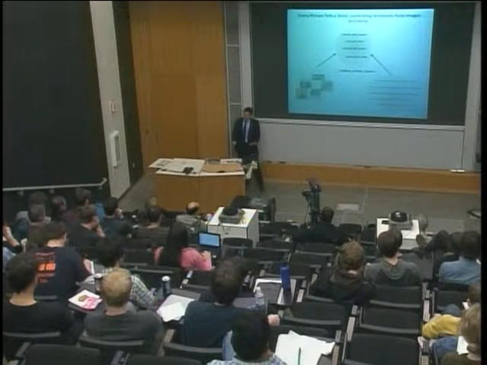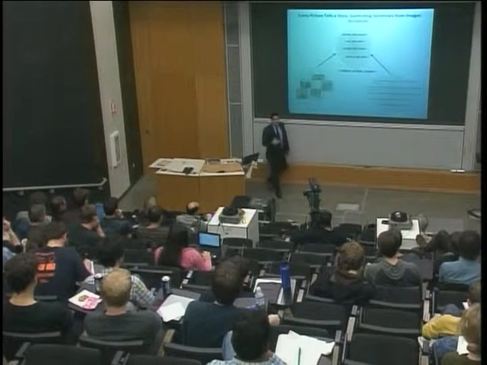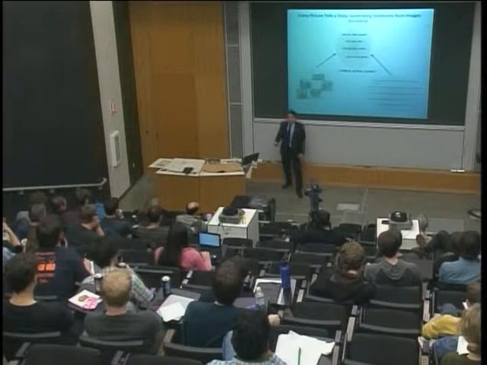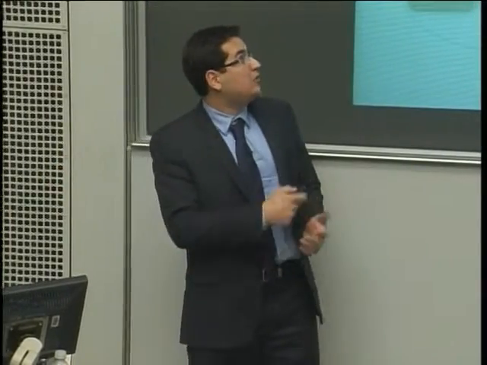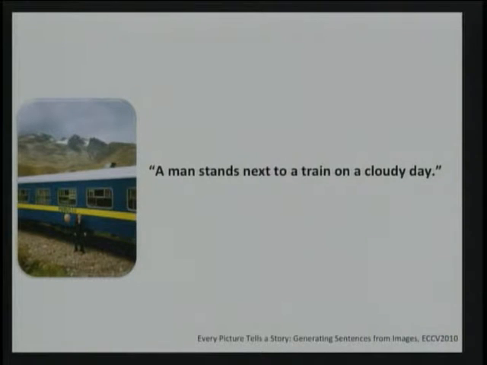I run a parser. I find the main actor. I use something like Lin's similarity measure to map an image and a sentence to the space of meaning. Now that I know how to map things to that space of meaning, I can score that. Without going into any further detail, here's what happens. For an image like this, the best scoring sentence is: a man stands next to a train on a cloudy day.